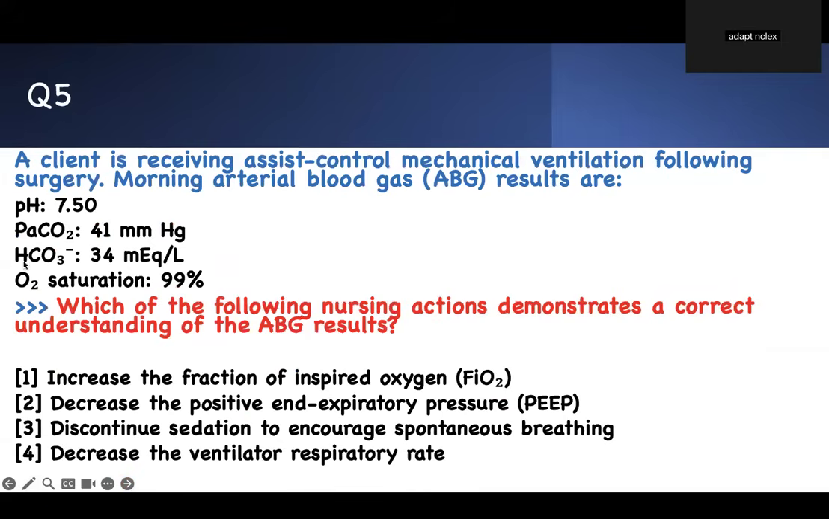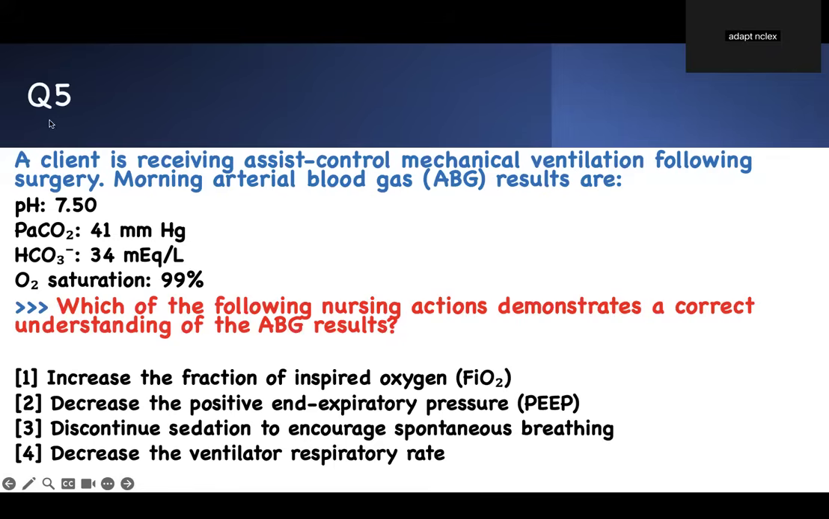The next one is EKG. How much do you know about your EKG? Which of the following nursing actions demonstrates a correct understanding of your ABG results? All it means is, what should you do? A client is receiving assisted mechanical ventilation. It does not matter. Forget about it. Morning ABG. The question is about ABG. All these fancy words they'll put around the question, ignore it. What do you have?